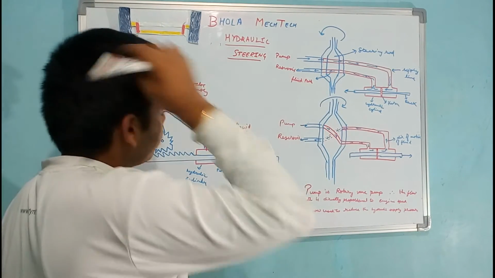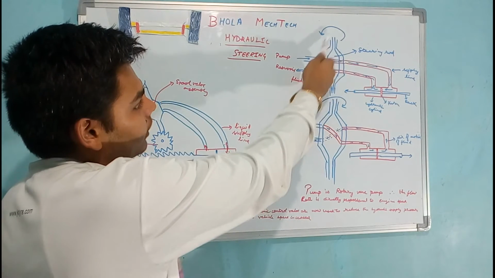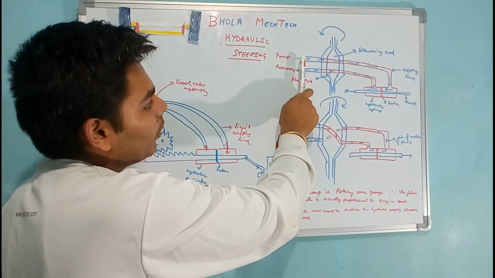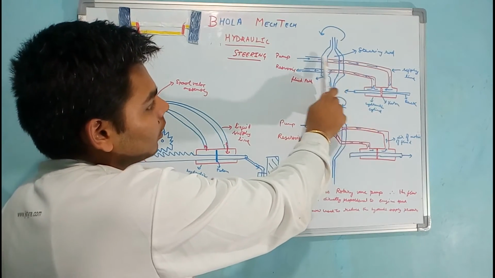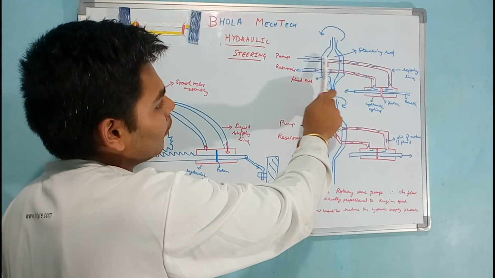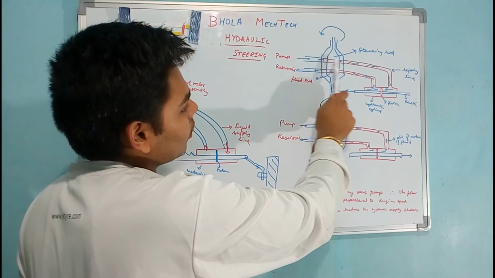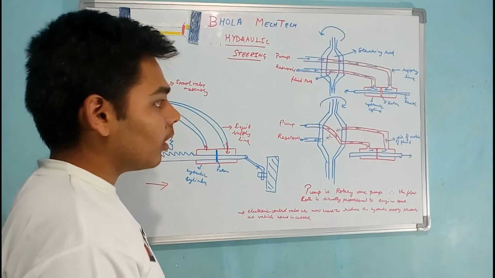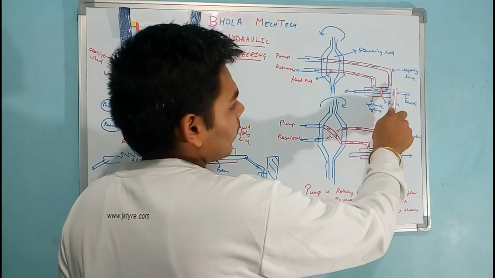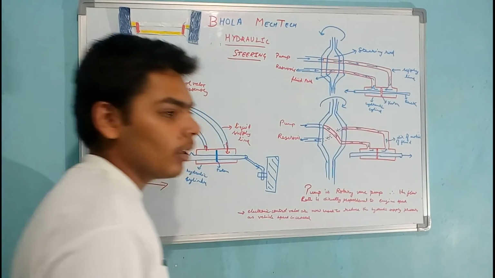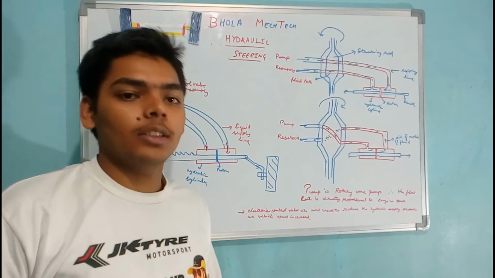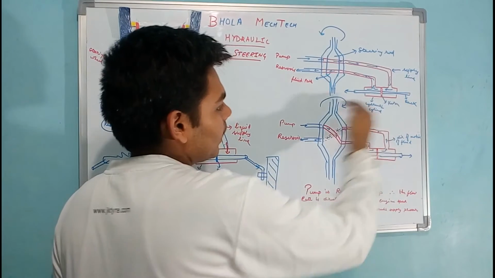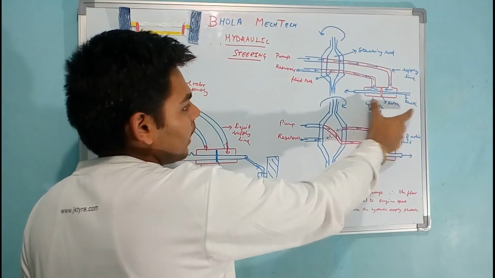So while turning, if the steering is turned in this direction, then the valves are arranged such that it gives the path to the fluid entering from the pump in this way, and the fluid from the pump travels through it and enters the right side of the hydraulic cylinder. When the fluid enters the right side of the hydraulic cylinder, since the fluid is pressurized, because the pump is pressurizing the fluid, this pressurized fluid will exert some force on the piston in this direction, and hence displaces the rack in this direction.